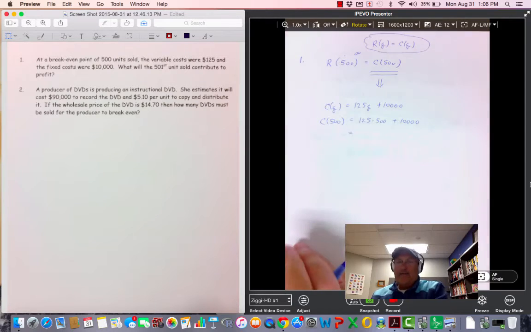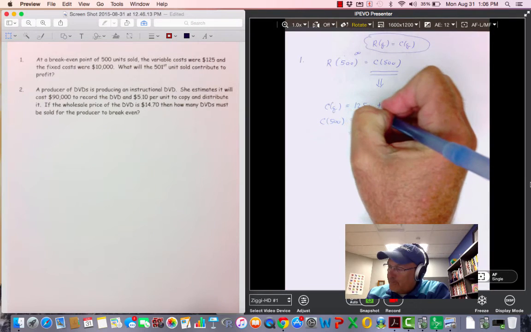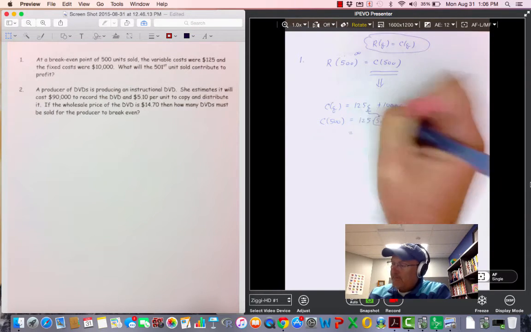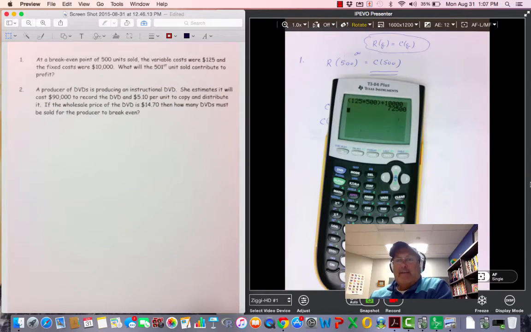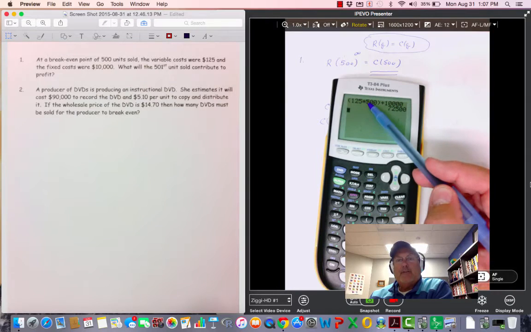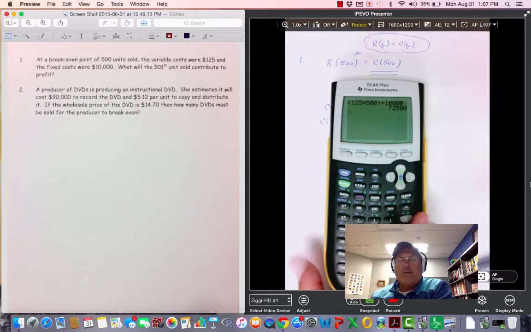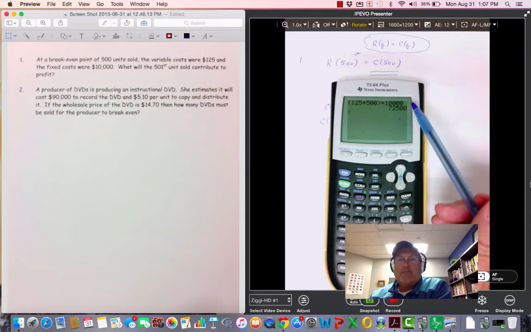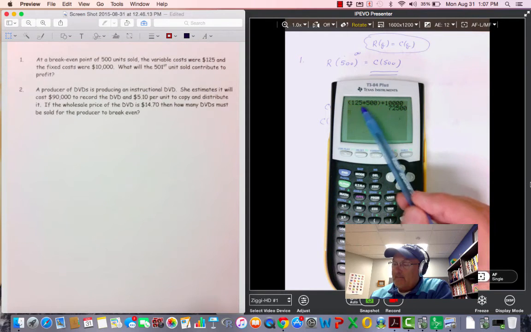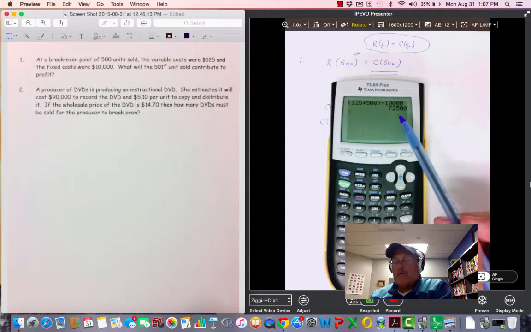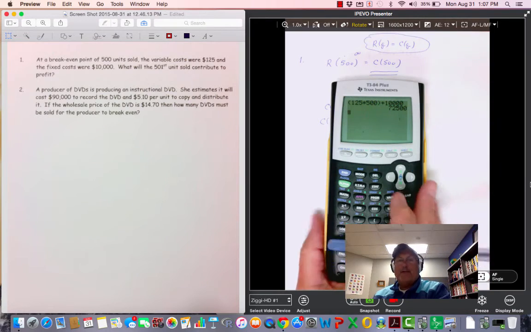So I'm going to insert the 500 in for Q. This Q is 500 when we solve for C of 500. I've already done that, so what I did is I took 125 times 500, added the 10,000. I put this in parentheses because, when it comes to order of operations, I've been around the block and I realized that if this is not treated this way, you can get the wrong answer. So anyway, we get 72,500.